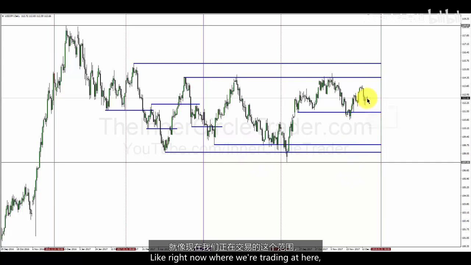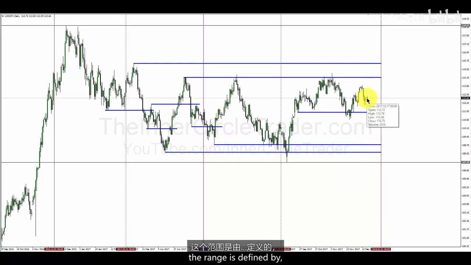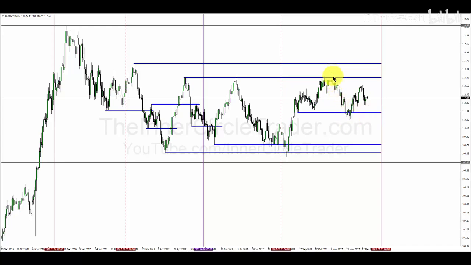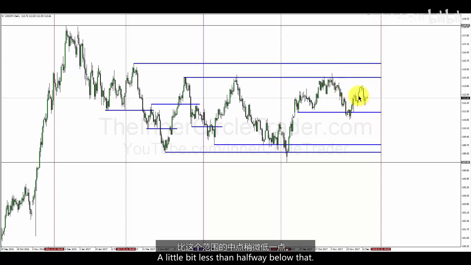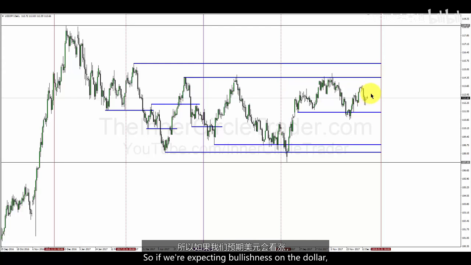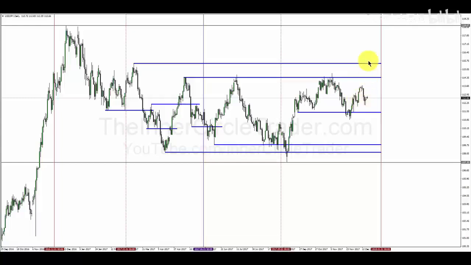Like right now where we're trading at here, the range is defined by, well, we just recently came off this low and we just recently left this high. So we're inside that range here. Okay, we're a little bit less than halfway below that. So if we're expecting bullishness on the dollar, we would reasonably expect the dollar yen to make an attempt to get higher. The problem with this pair is it's really stuck in a range.